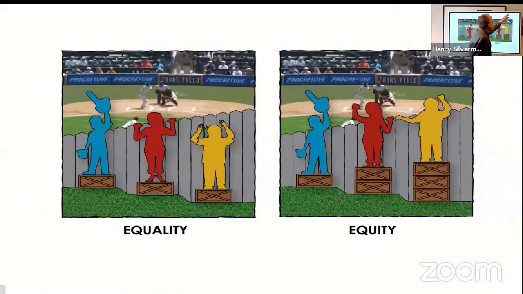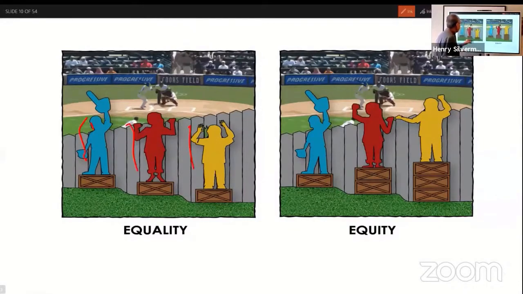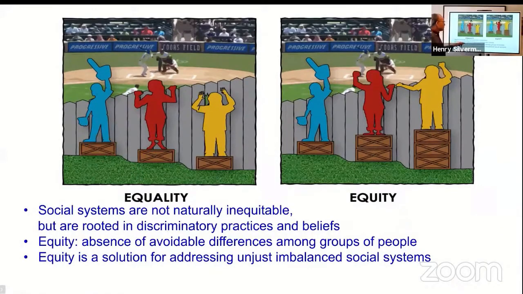So I like this slide better because here we see people with the same height and they have equal resources, okay? But this person here doesn't have the same outcome as the other people. And the reason for that is because of a concern with social circumstances. This lower level here represents inequities due to social circumstances. And because of the issue here with social circumstances, this person needs more resources in order to have an equal outcome. Social systems are not naturally inequitable, but are rooted in discriminatory practices and beliefs.